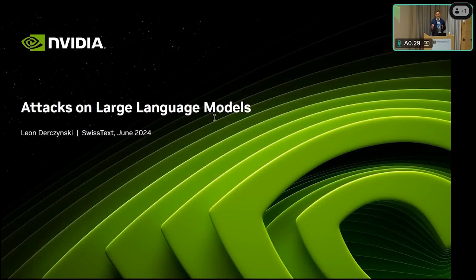Apologies in advance for an unusual and at times extremely stupid talk. I hope you enjoy the farcical nature of this as much as I have. Okay, let's talk about attacks on large language models.